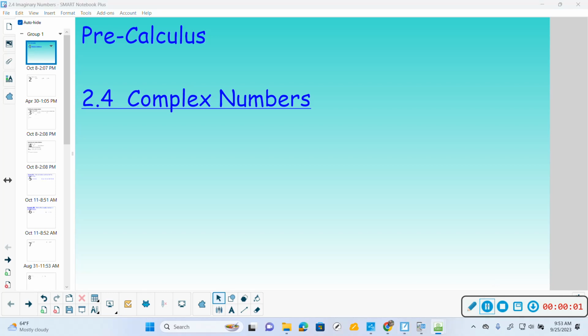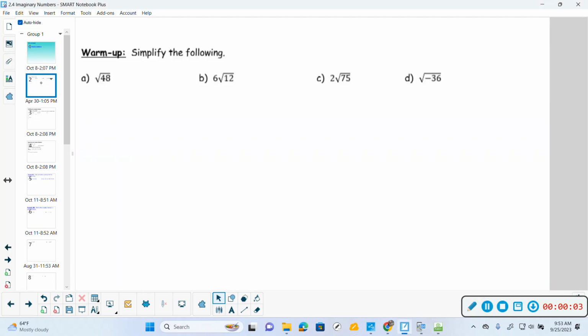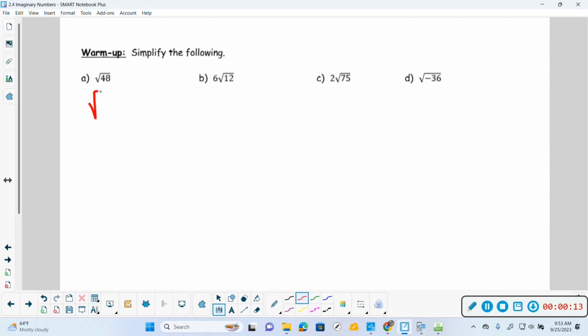Here we go, my friends. So let's just simplify some square roots, just to kind of practice here. First one, nice and easy, nothing too crazy. Again, I like to use my perfect squares. The biggest perfect square that goes into 48 is 16, and it goes into there, of course, 3 times.